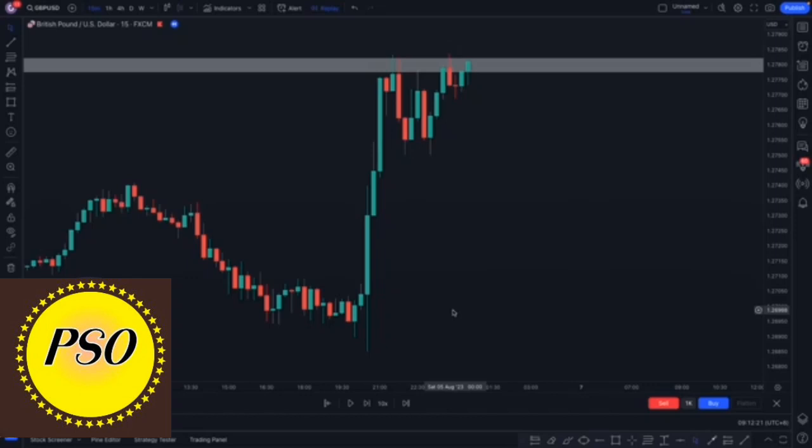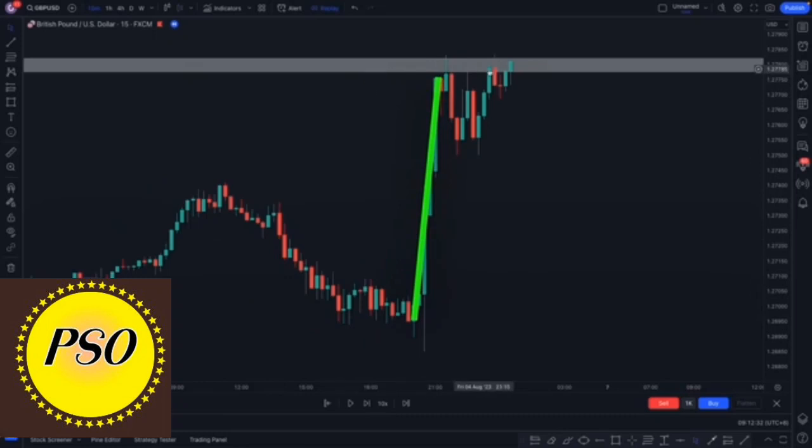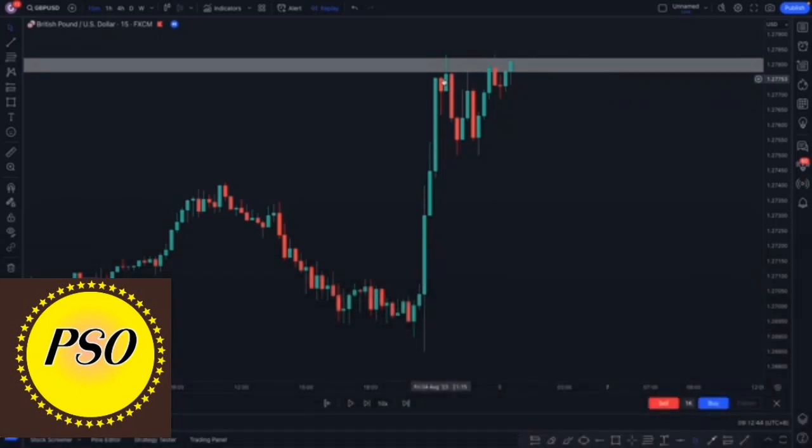Now, if you want to take advantage of these false breakouts, here's how to trade it. Over here we have this example on GBPUSD. You can see price has been going up and we have marked up a little resistance level right here. You can see strong momentum up, right? So there are no signs of the trend exhausting anywhere. So there's a chance that this could be a real breakout. But is it really going to be a real breakout?